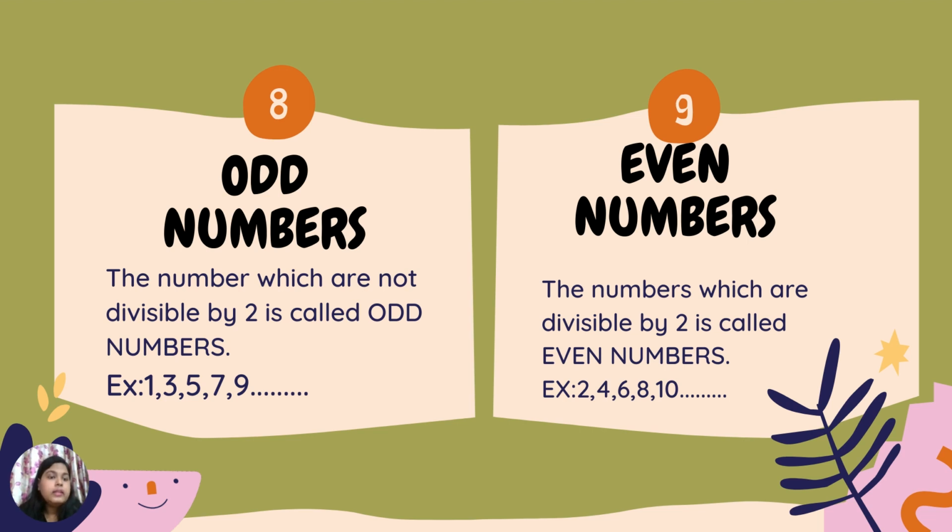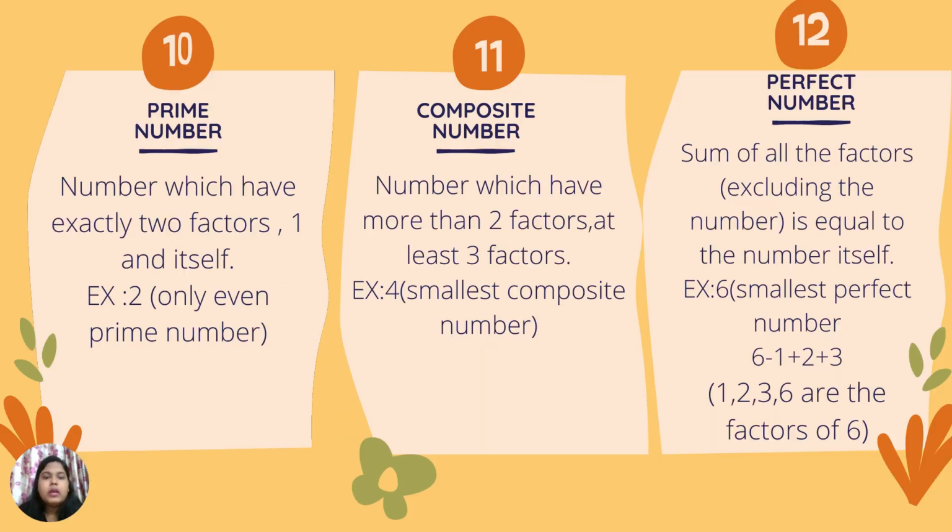Then comes odd number. The number which is not divisible by 2 is called an odd number. For example, 1, 3, 5, 7, 9, and the next will be 11, of course. Even number. The number which is divisible by 2 is called an even number. Okay. Example 2, 4, 6, 8, 10, etc.